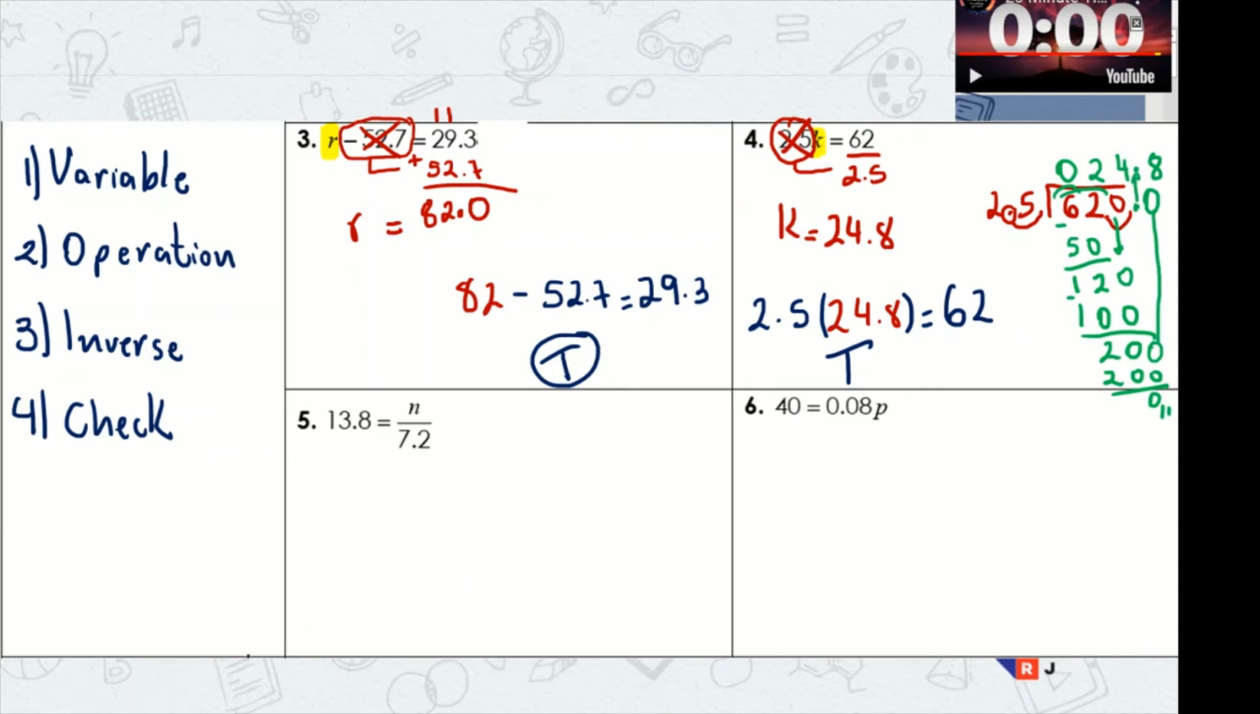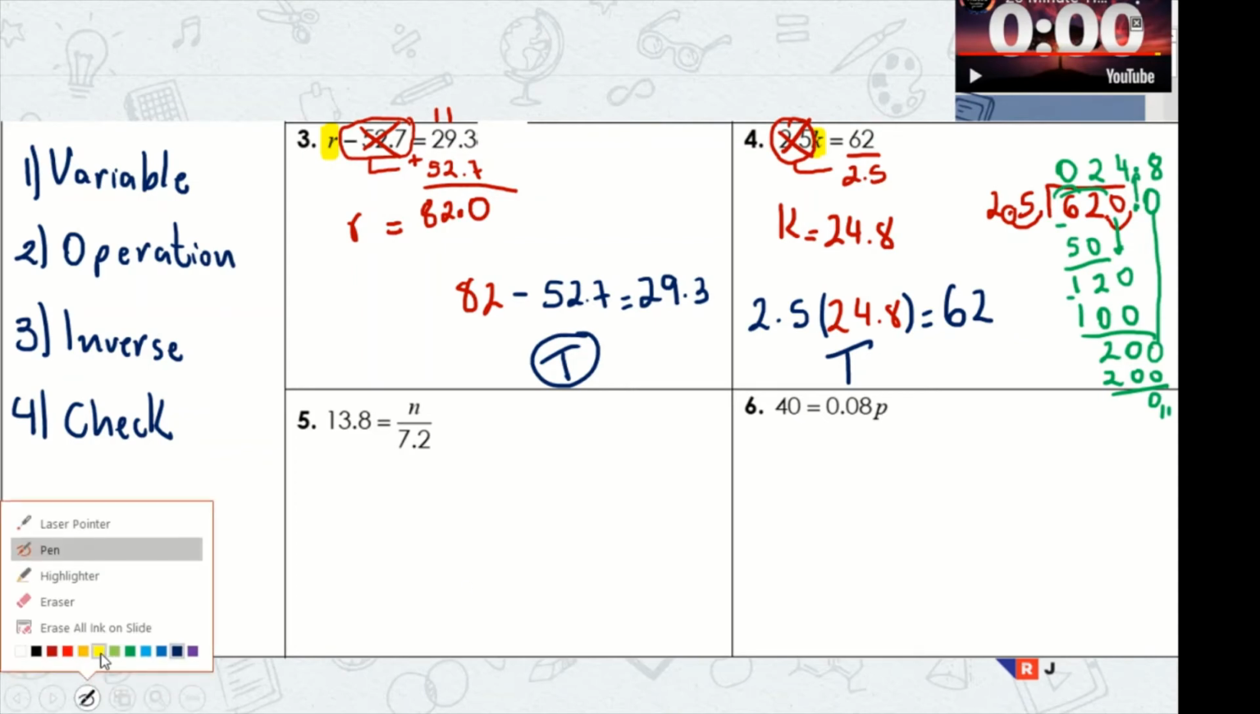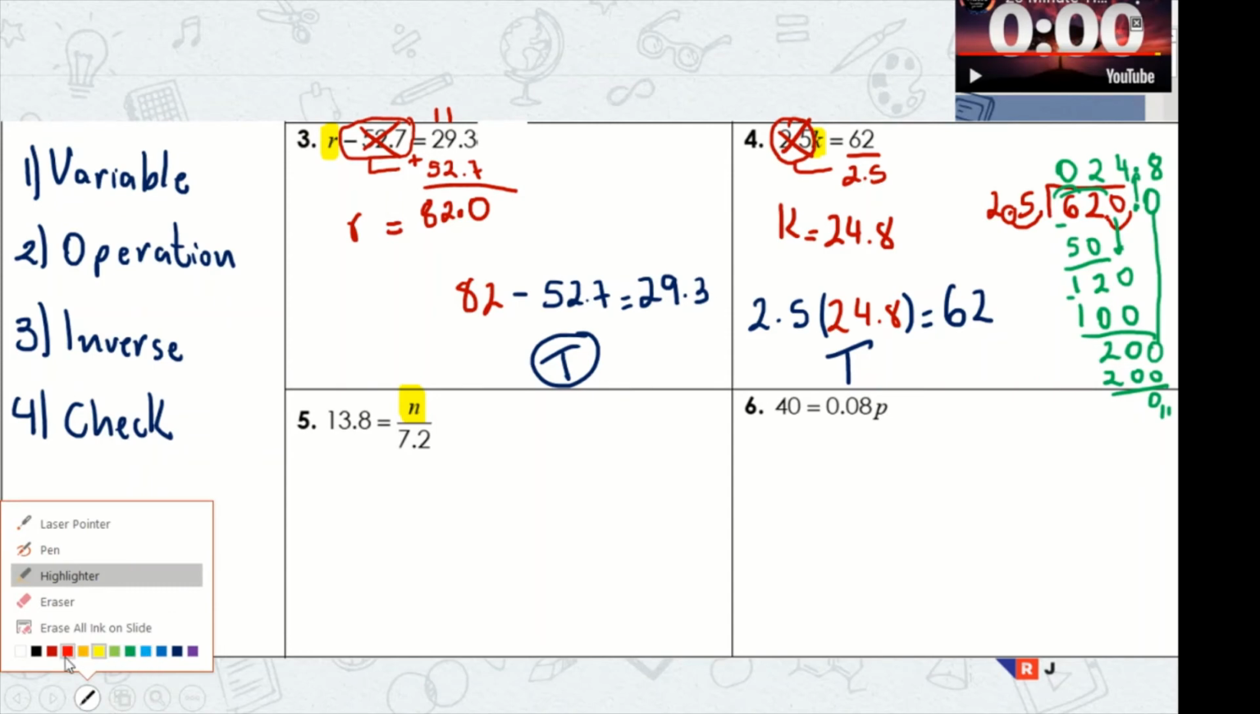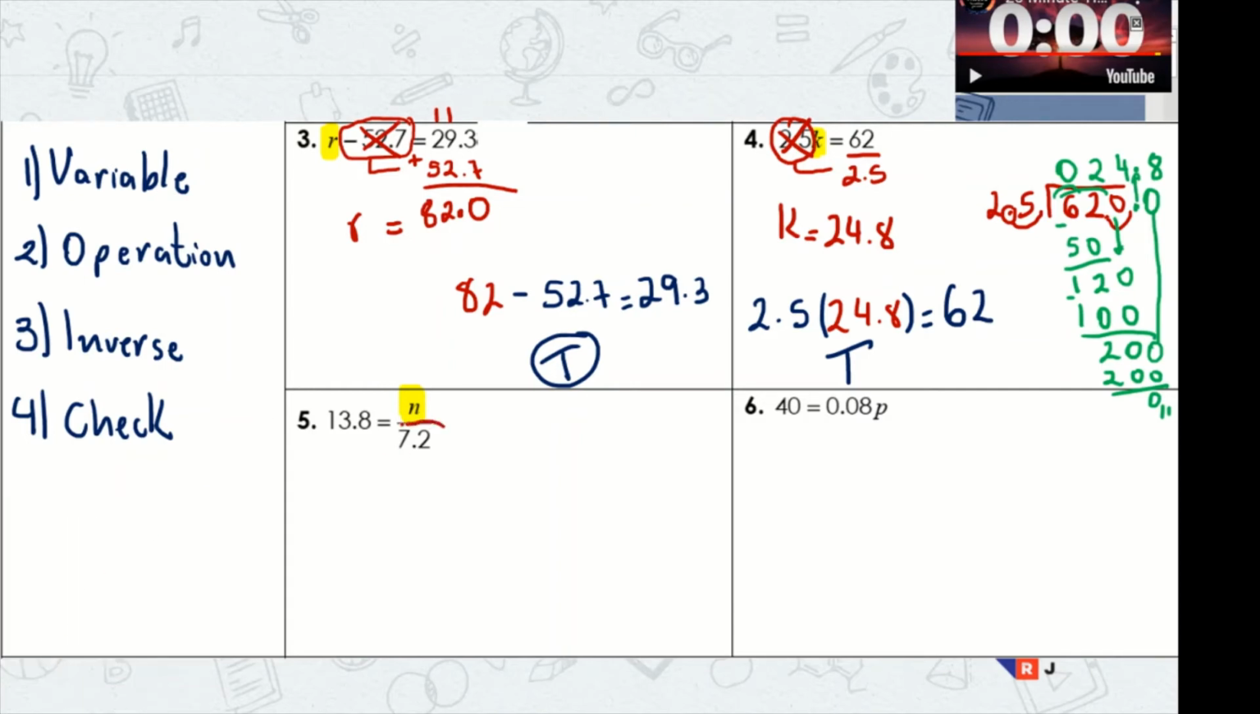Next one. Where is the variable? The variable n is over here. What math operation is tied to the n, guys? Somebody can tell me? Yeah, divided by 7.2. What is the opposite of divided by 7.2? Yes, we multiply by 7.2. Great. Let's do it over here.